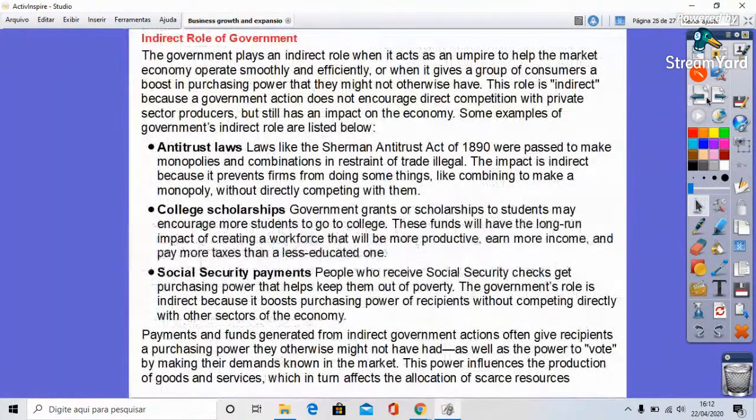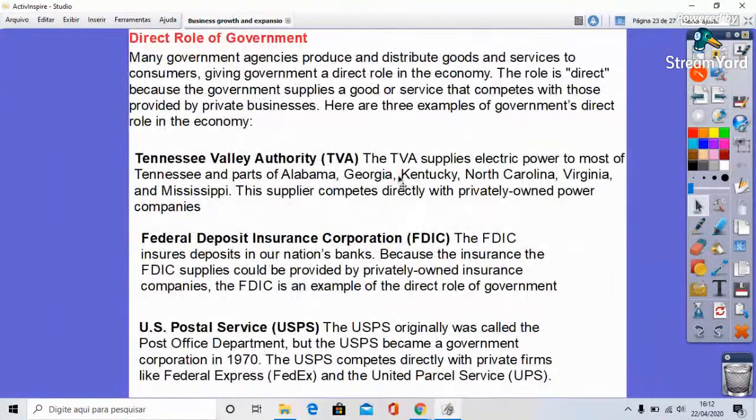Let me just talk a little bit about the direct role. Why does the government sometimes have a direct role? It's because the government supplies goods or services that compete with another company. What's an example here? We have the US Postal Service in the United States, okay? Which was originally called the Post Office Department. But the USPS became a government corporation in 1970.